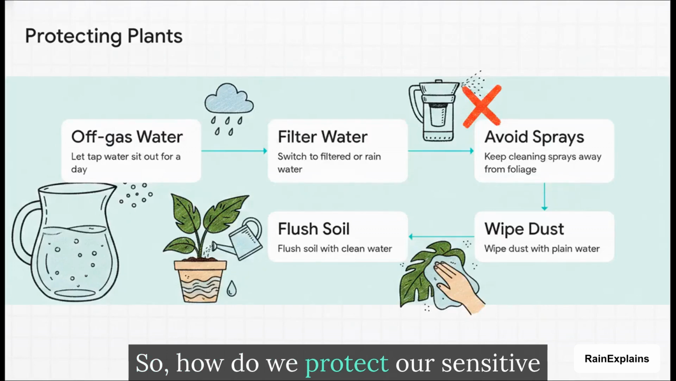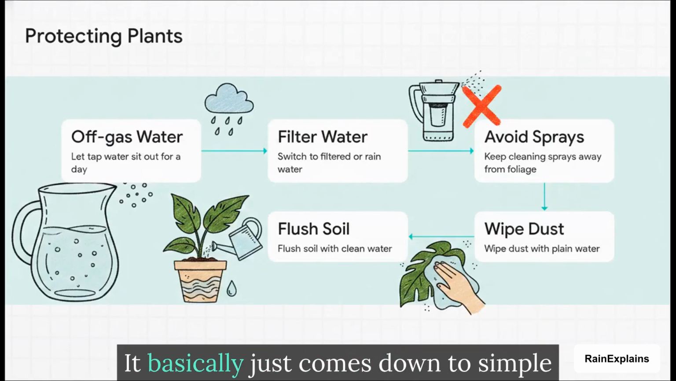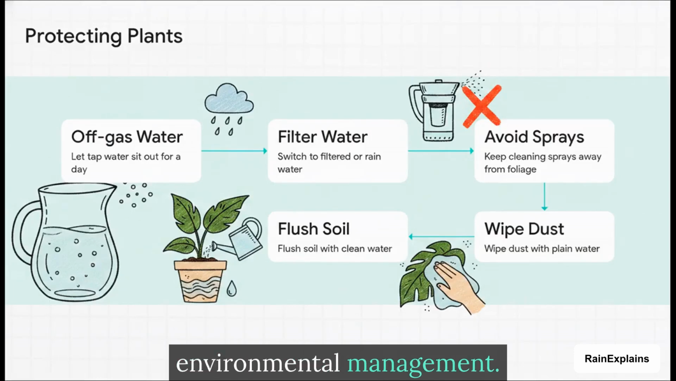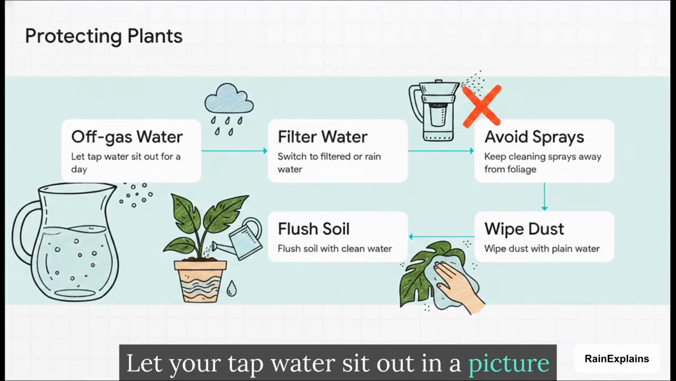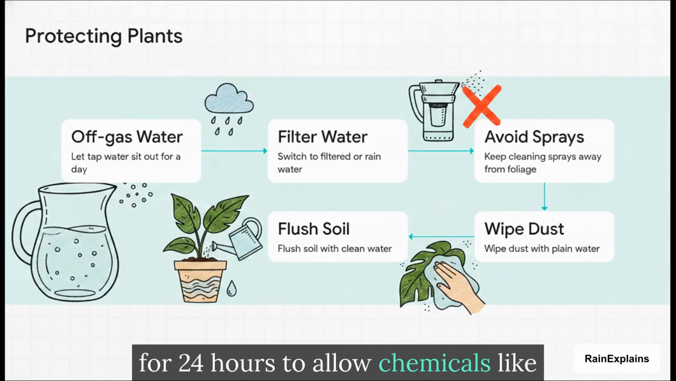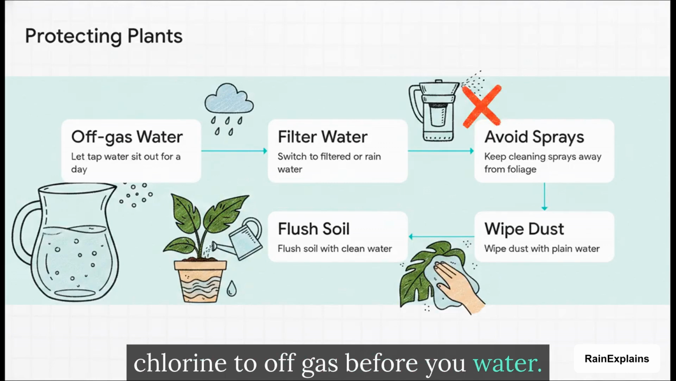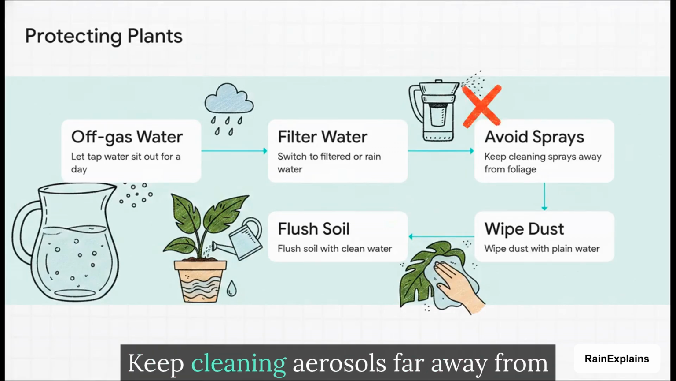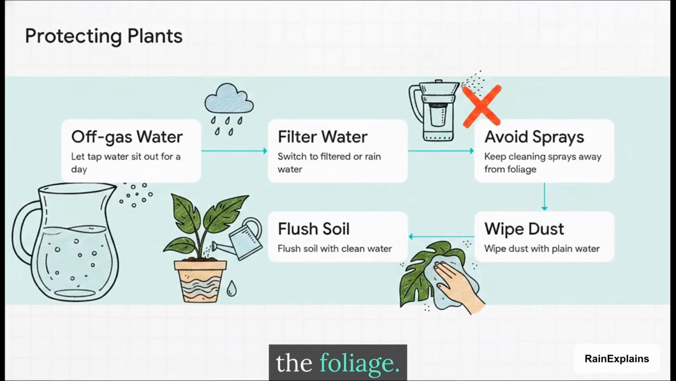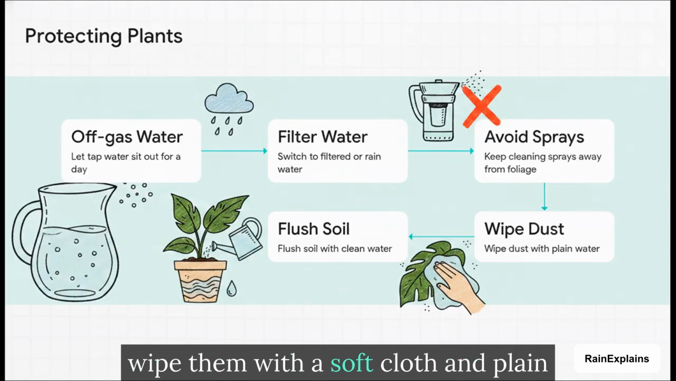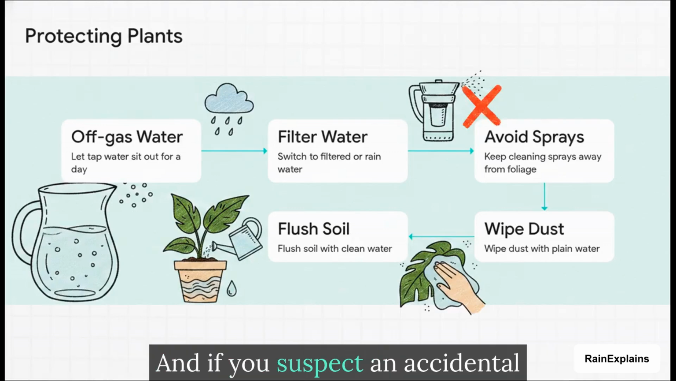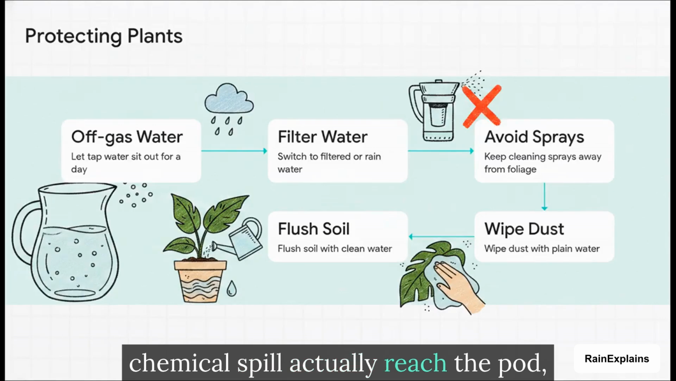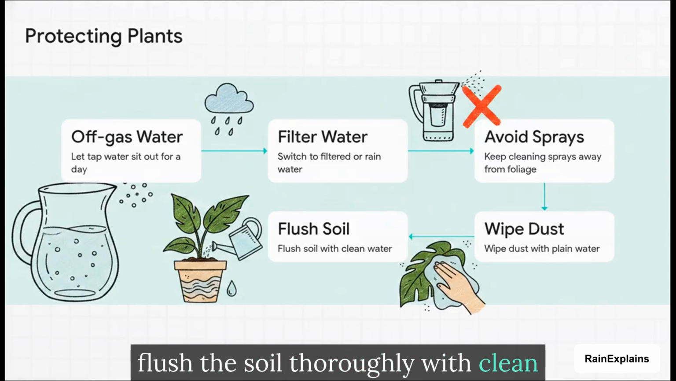So, how do we protect our sensitive suspects? It basically just comes down to simple environmental management. Let your tap water sit out in a pitcher for 24 hours to allow chemicals like chlorine to off-gas before you water. Or, better yet, just switch to filtered or rainwater. Keep cleaning aerosols far away from the foliage. And if you need to dust your plants, just wipe them with a soft cloth and plain water. And if you suspect an accidental chemical spill actually reached the pot, flush the soil thoroughly with clean water.